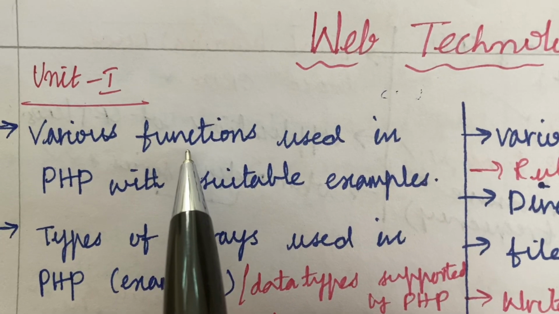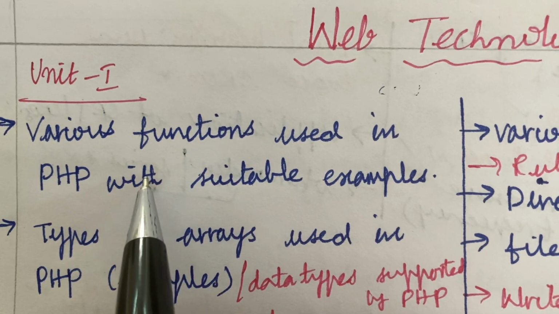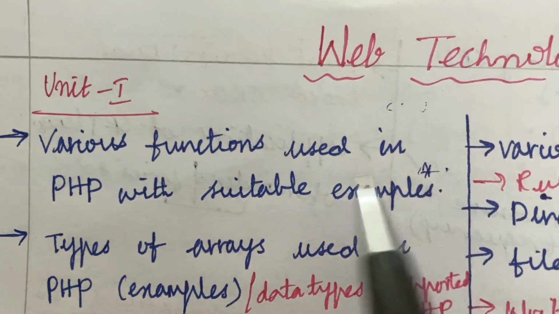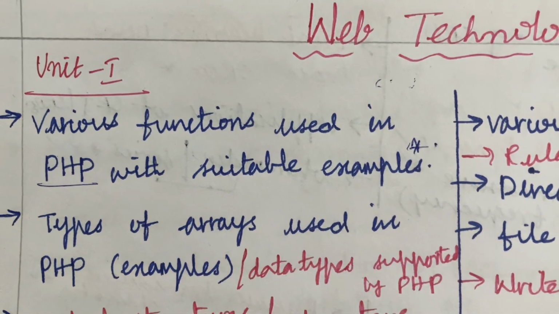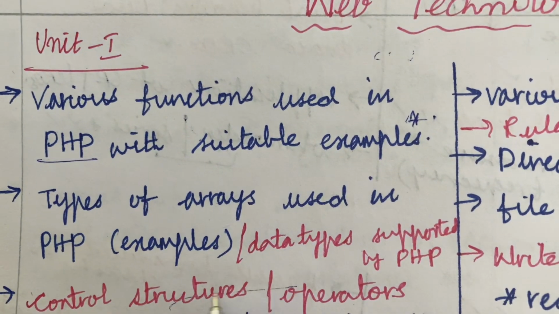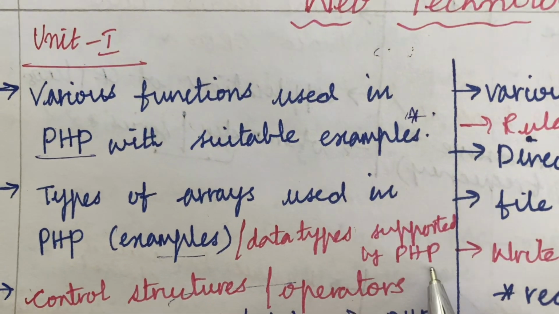The first and foremost question I can give you is from Unit 1, all about the various functions used in PHP with suitable examples. Related to PHP, you need to work out each and every parameter, failing which you cannot clear this subject. Types of errors used in PHP along with examples, and the data types supported by PHP.